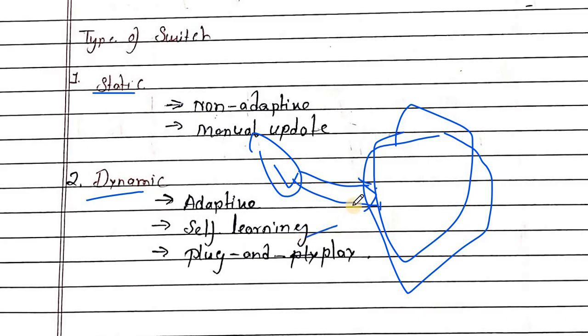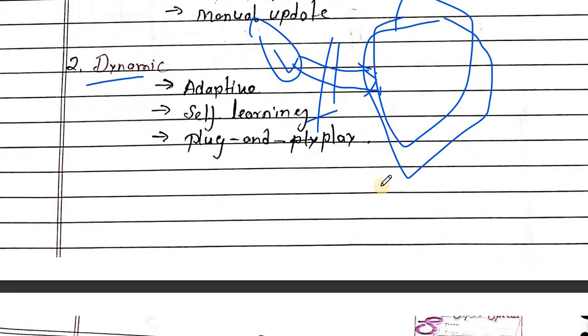It is self-learning, and if we remove a host, then the switch itself updates the switching table by removing the old or previously connected host device. This means there is no need for manual updating to update or delete the MAC address entries in the switching table.